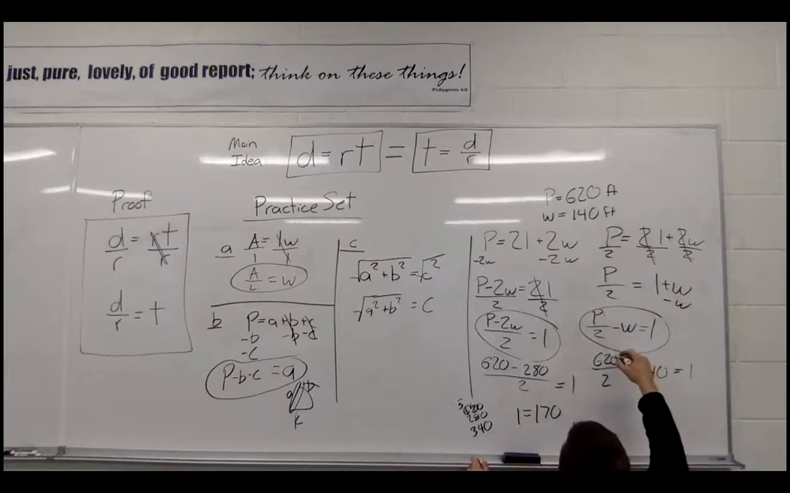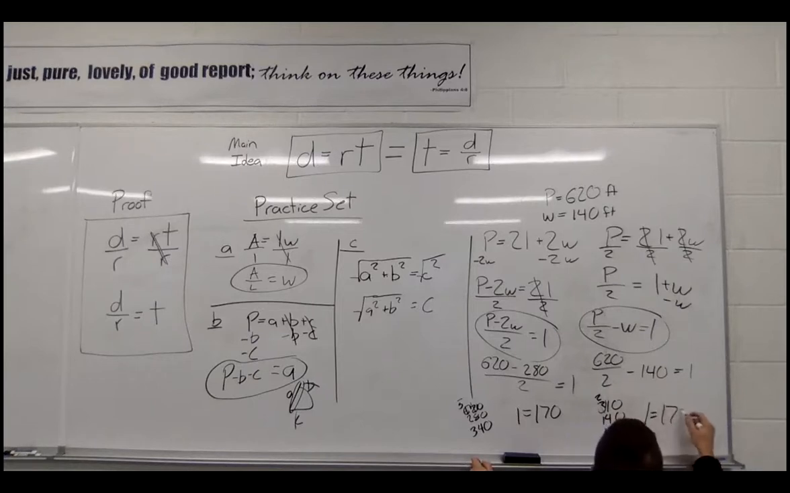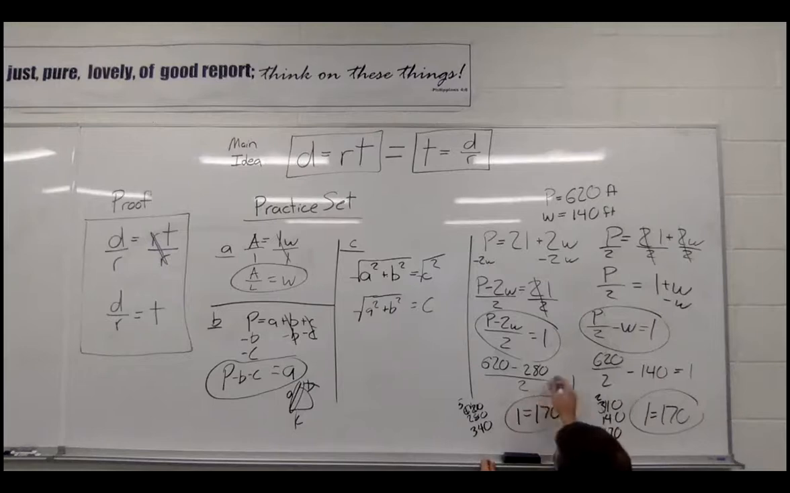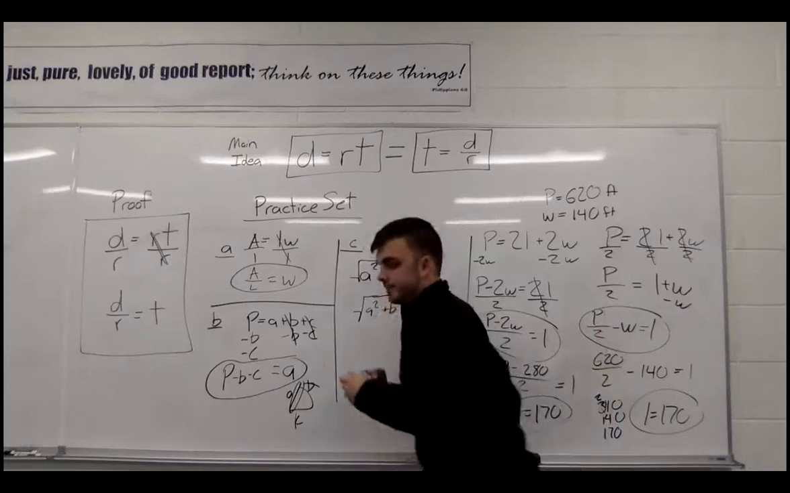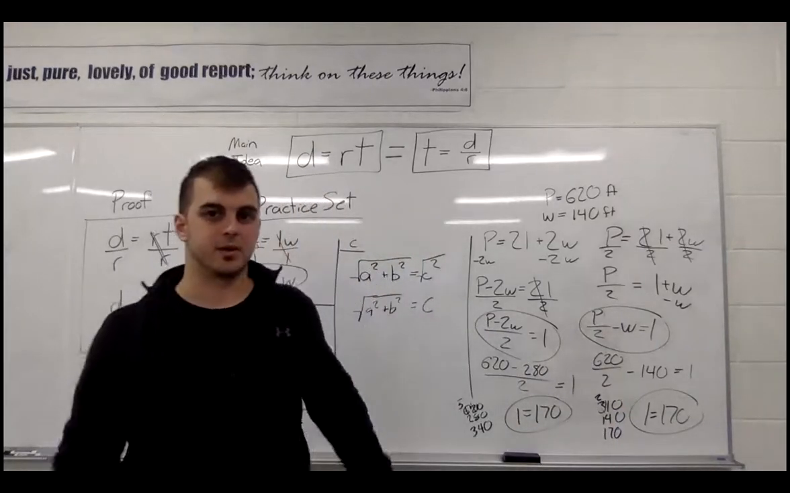Over here on this side, 620 divided by 2, I can do this a little easier. So that's 310. Do this thing first, minus 140. That gives me, great, so yeah, same answer. L is equal to 170. All right, so two different equations, but proof is right here, 170 for the length for both of them. So there you go. It just explains how that all works.